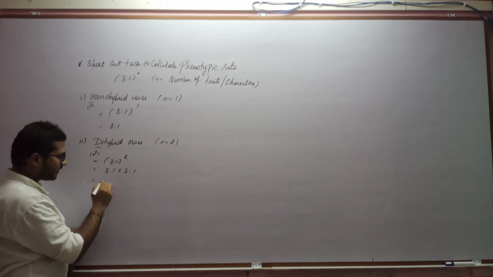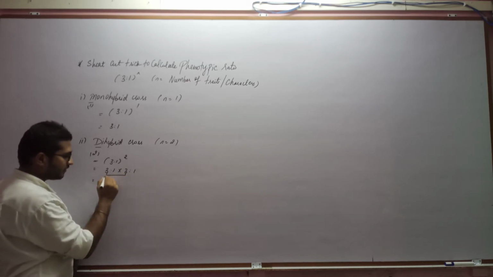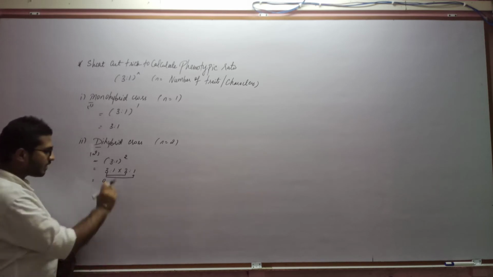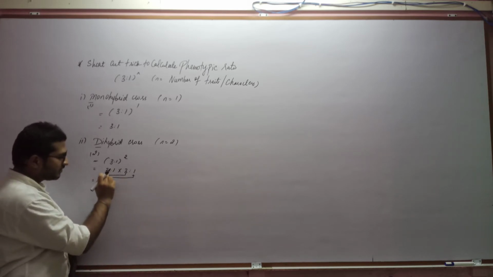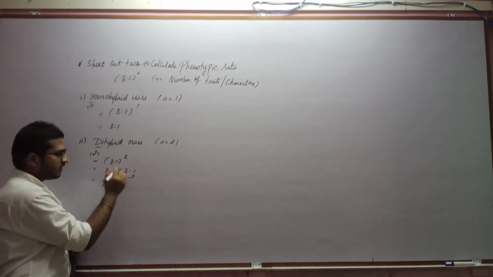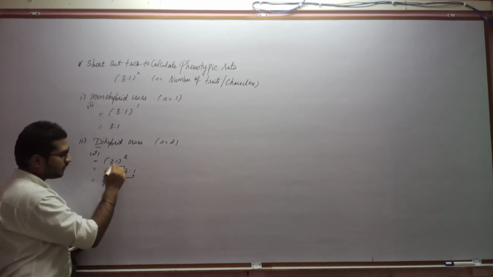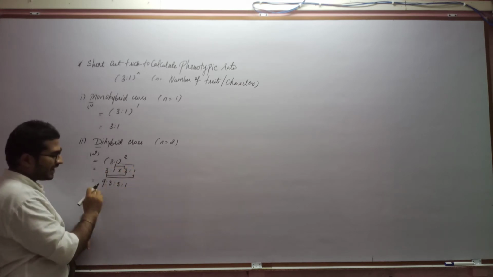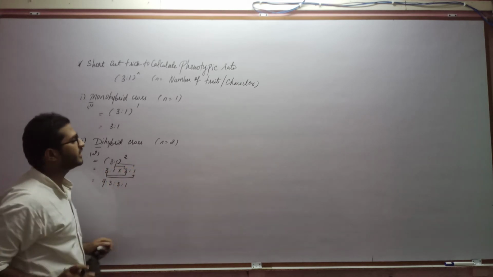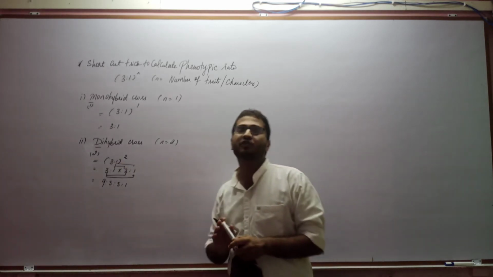So 3 multiplied by 3 is 9. Again, this 3 should be multiplied with this 3 and with this 1 also. So 3 multiplied by 3 is 9, and 3 multiplied by 1 is 3. Again, this 1 has to be multiplied with both: 1 multiplied by 3 is 3, and 1 multiplied by 1 is 1. So 9:3:3:1 is the phenotypic ratio for the dihybrid cross experiment.